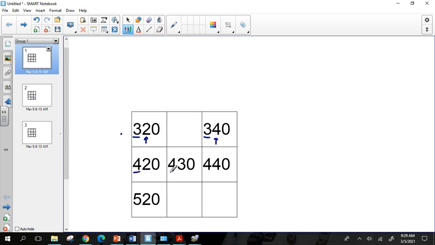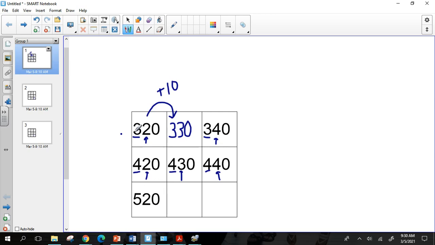So this row, they all had a 4 in the hundreds place. But look what happens to my tens. I have a 20, then I have a 30, then 40. So if this follows the same pattern, 20, 30, 40, I would keep my 300. And then I would add another 10, and this would be 330. So what we're doing when we move this way is we are adding plus 10 on this chart.